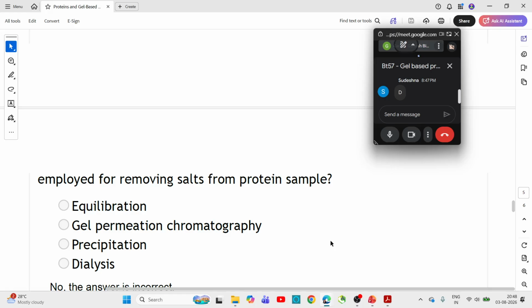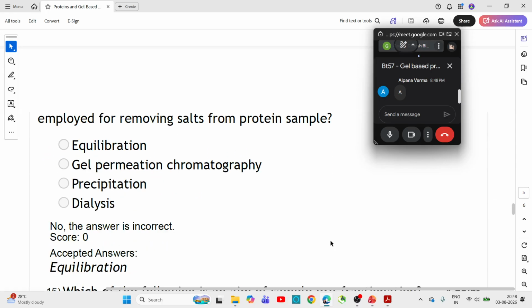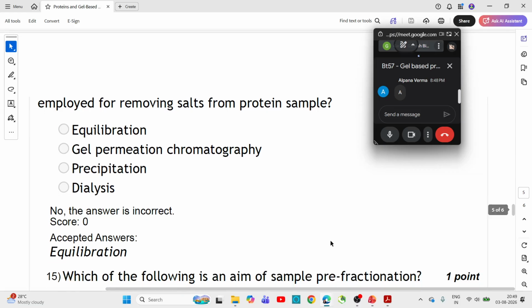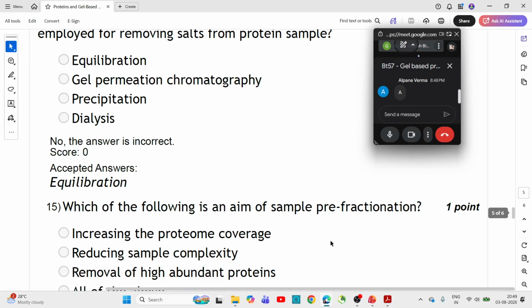Which of the following method is not employed for removing salts from protein sample? Equilibration, gel permeation chromatography, precipitation, dialysis. So people might be confused between A and B most probably. The answer is A, whereas all other techniques can be used for suppression of salts.